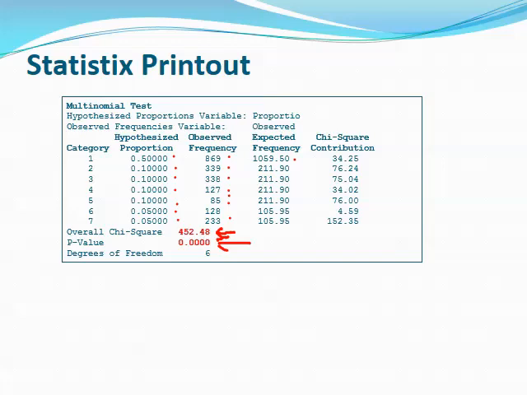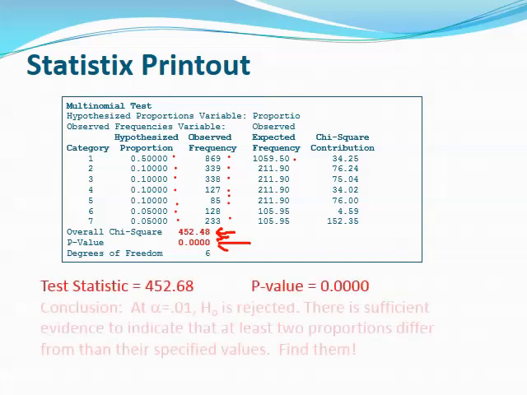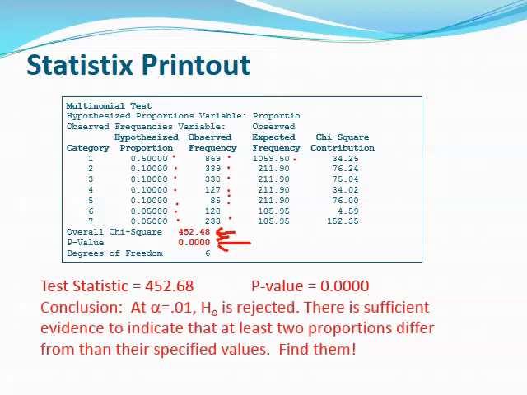And what do we do when the p-value is low? Well, first we're going to write the test statistic and the p-value. And then what are we going to do? We're going to reject the H naught. At alpha equal 0.01, H naught is rejected. There is sufficient evidence to say the null hypothesis is bunk. Bunk, an old school term for we don't believe it. There's sufficient evidence to indicate at least 2 proportions differ from the values that are specified.